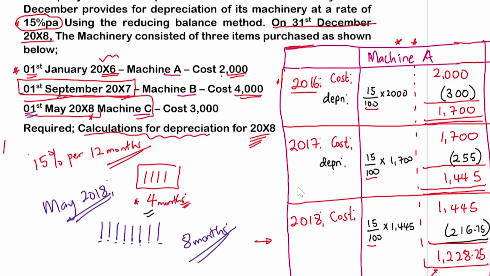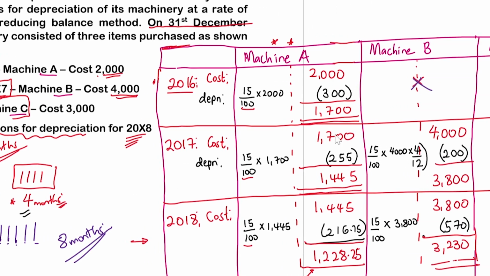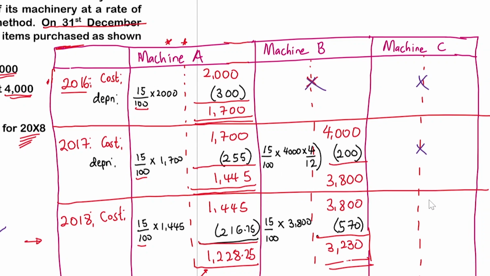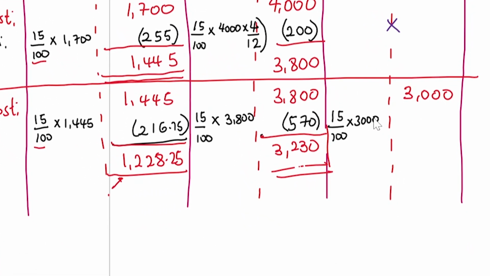Knowing that it existed for 8 months, we shall come here and say the cost of this machine when it was bought was 3,000. So we shall say 3,000, that's the cost. Then the depreciation of that machine is definitely going to be 15% multiplied by 3,000. But that is depreciation for the whole year, but it only existed for 8 months. So it's going to be times 8/12. And so what does that give us? That gives us 300. So when we subtract the depreciation for that year, we shall end up with 3,700.